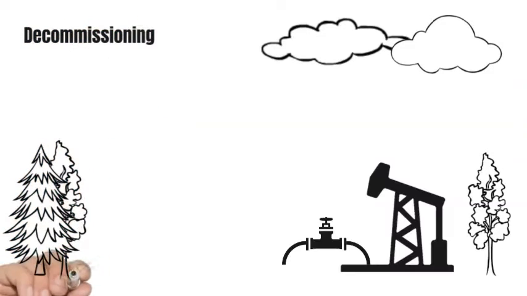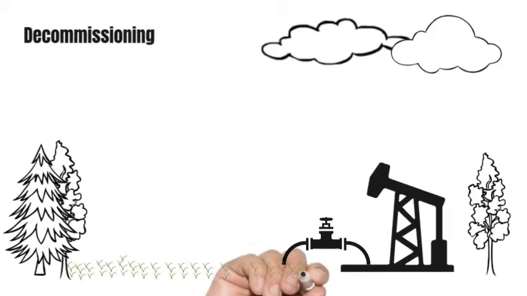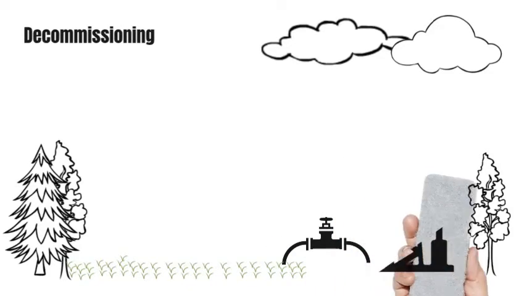Following Phase 1, we move to the decommissioning phase. Here we remove all surface equipment from site, including wellhead, during cut and cap operations.